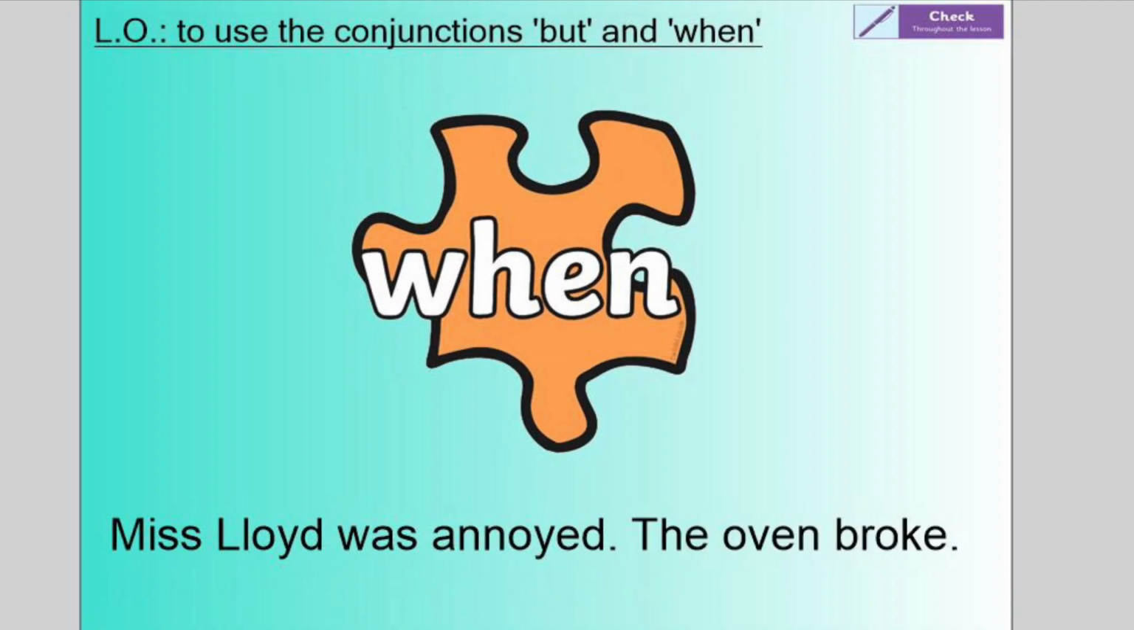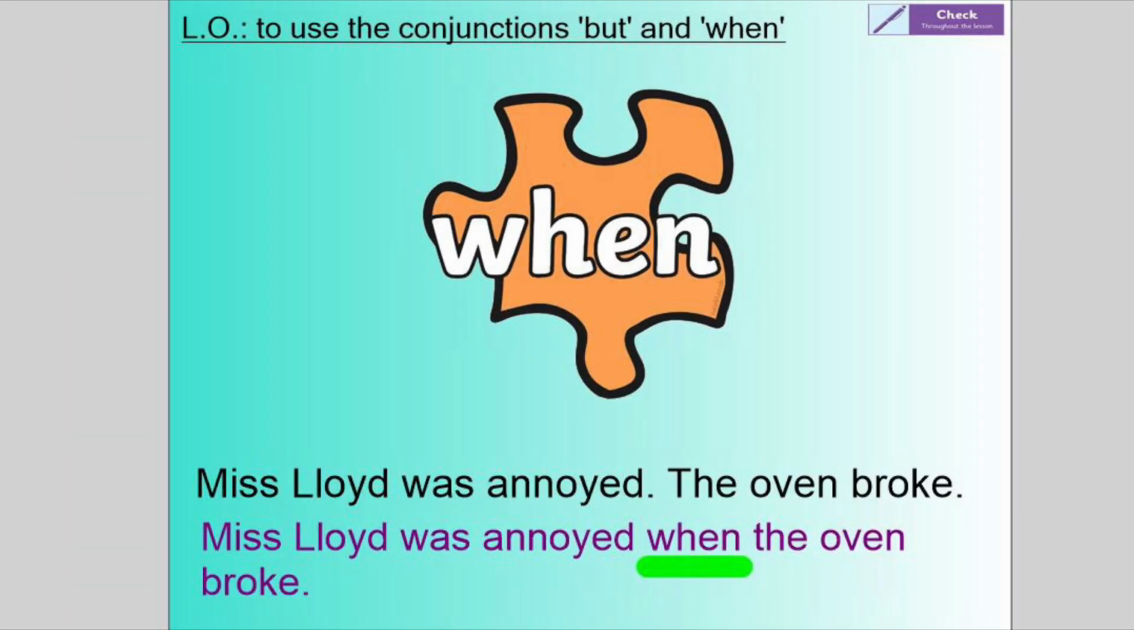Now, I told you I was sticking with the pizza theme. Miss Lloyd was annoyed. The oven broke. So those two sentences are directly related because the reason I was annoyed was that the oven was broken and I couldn't have delicious pizza. So, again, we can connect these two sentences with a conjunction. Miss Lloyd was annoyed when the oven broke.